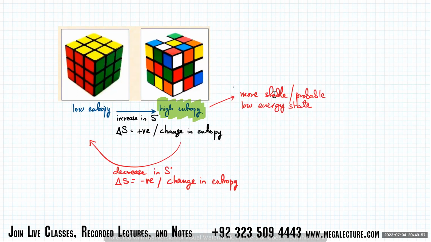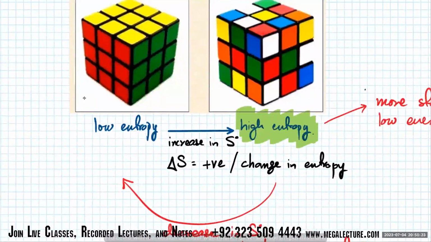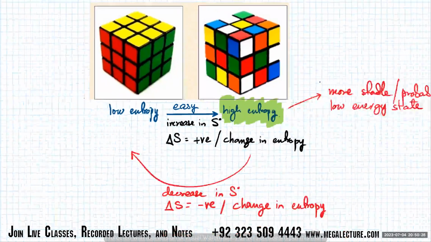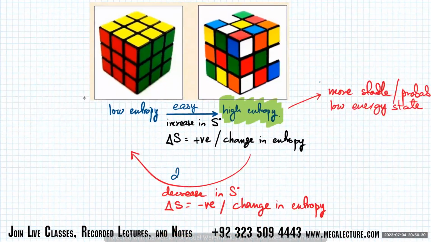Can anyone tell me, probabilistically or mathematically, why is it easier to attain this state and more difficult to attain this state? Why is it easier to have an untidy room? Why is it difficult to have a neat and tidy room? What is the probabilistic explanation? Why is this arrow easy? Why is delta S positive easy? Why is this difficult?